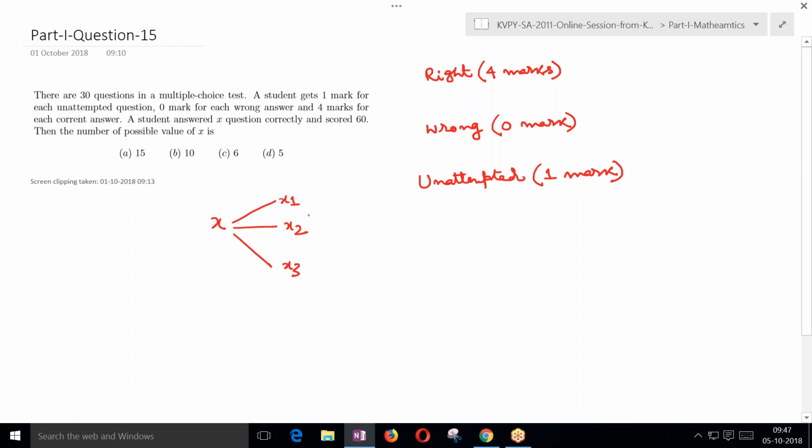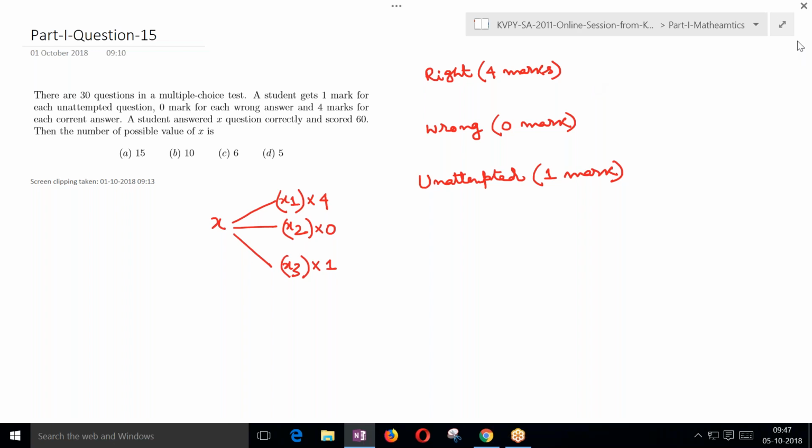So how can you distribute x1, x2, x3? x1 should be multiplied with 4, that is the right answer. x2 should be multiplied with 0, that is the wrong answer. And x3 should be multiplied with 1 for the unattempted, and you get 4x1 plus 0 into x2 plus 1 into x3 is equal to 60. Let me give you one such.